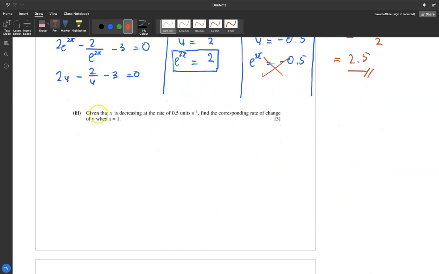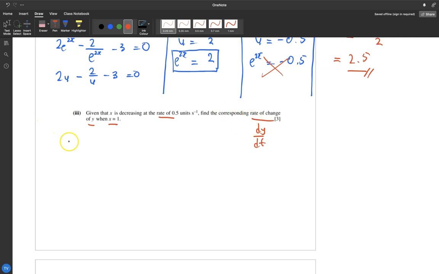Okay, let's go on. So now this is a rate of change question. Given that x is decreasing at the rate of 0.5 units per second, find the corresponding rate of change of y when x is equal to 1. So they've given you a couple of things. Now the very first thing that you need to know is, what exactly am I looking for? I'm actually looking for the rate of change of y, which in other words, you would write like this. So we are looking for dy over dt.